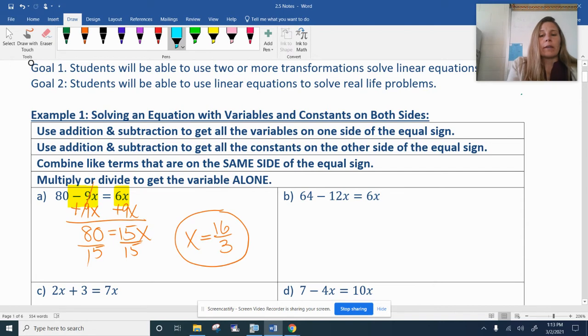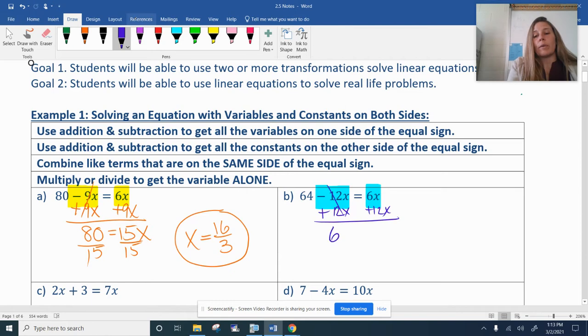So taking a look at the next example, same idea, except this time we are going to add the 12x over to the other side. This way we only have constants on the left and our x terms combine on the right side. And then we would divide to get the x completely alone. And again, this one does end up as a fraction. It only reduces to 32 over 9.